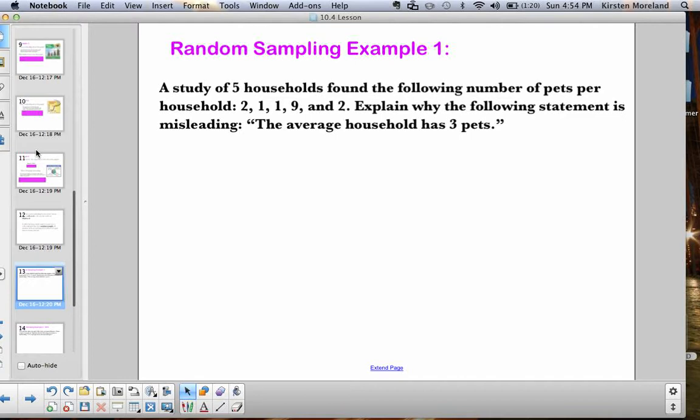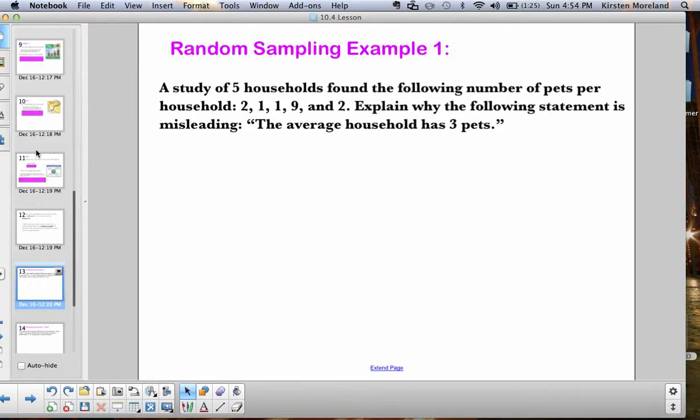A study of 5 households found the following number of pets per household: 2, 1, 1, 9, and 2. Explain why the following statement is misleading: the average household has 3 pets. Now you guys are probably wondering, well, that sounds good. But if we only picked 5 households and every single one of them had pets, and you say the average household had 3 pets, I doubt that's true.